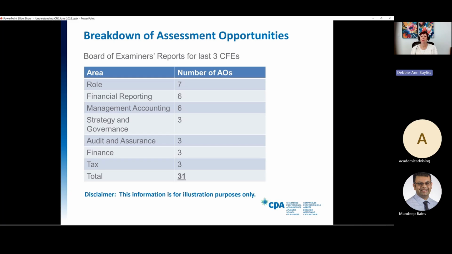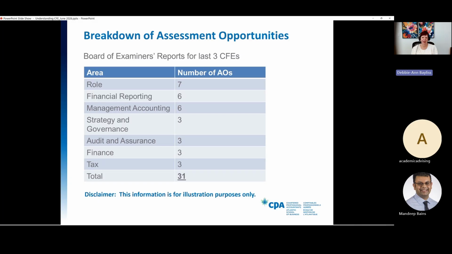So let's look at the breakdown of the assessment opportunities for the last 3 CFEs. Based on the Board of Examiners reports, they've had 7 assessment opportunities for your role, 6 for financial reporting and management accounting, and then in day 3, for those tested at the common level, 3 for strategy and governance, 3 for audit and assurance, 3 for finance, and 3 for tax. So there's been a total of 31 assessment opportunities.